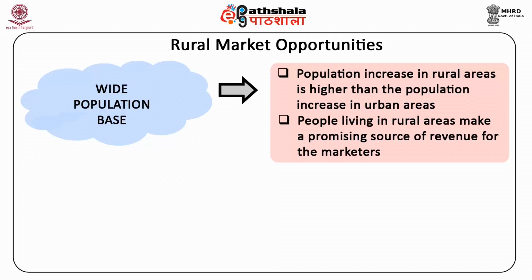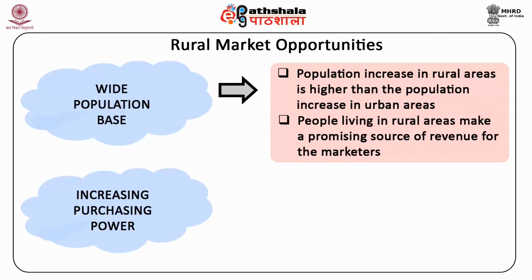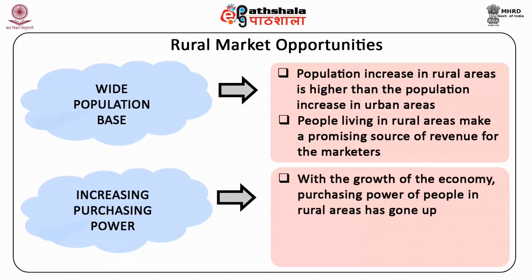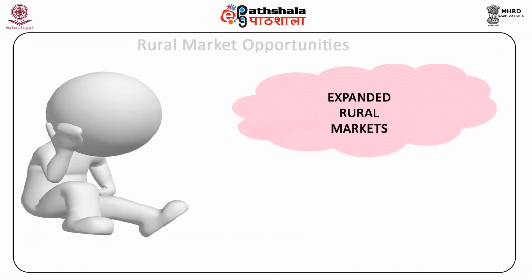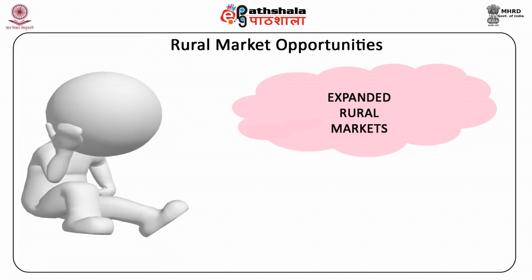The second reason is increased purchasing power. With the growth of the economy, the purchasing power of people in rural areas has gone up. While the competition in urban markets is getting intense, marketers are shifting towards the significant rural stream for realizing marketing objectives. Third reason is expanded rural markets. The demand for products, that is, fast moving consumer goods, consumer durables, and agricultural inputs, has increased to a great extent in rural areas. Rural market is expanding at an increasing rate.